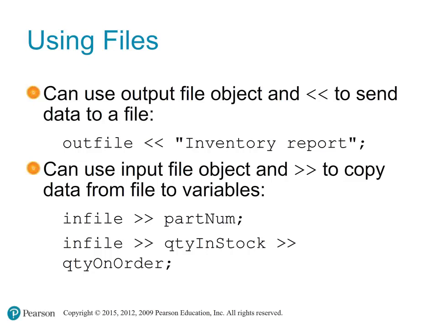The insertion operator, commonly used for output to the console, can also be used with an ofstream object, the output file stream, to write data to a file. This makes writing to files as intuitive as printing to the console. This line writes the string inventory report to the file associated with the outfile stream object.